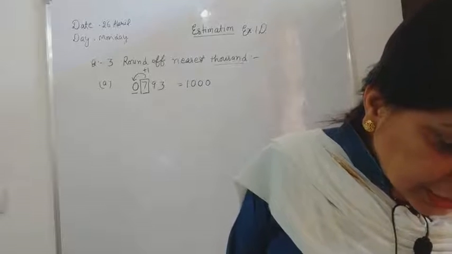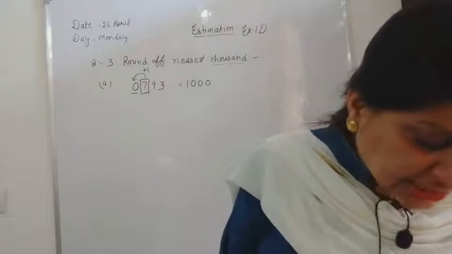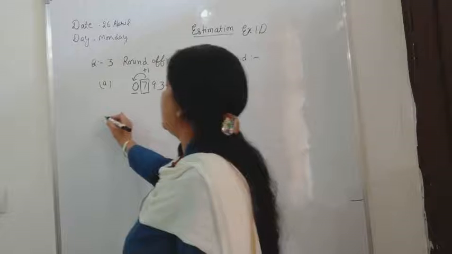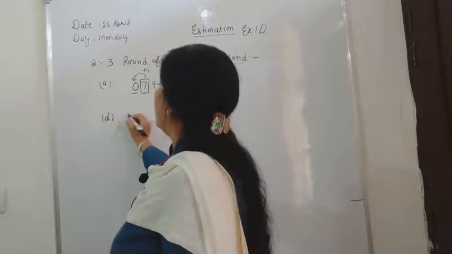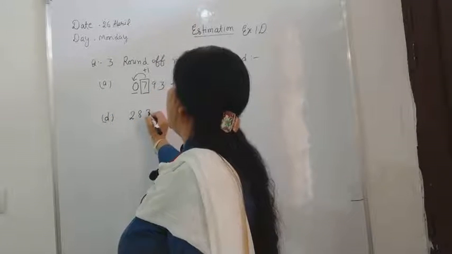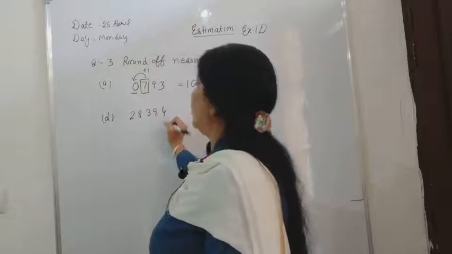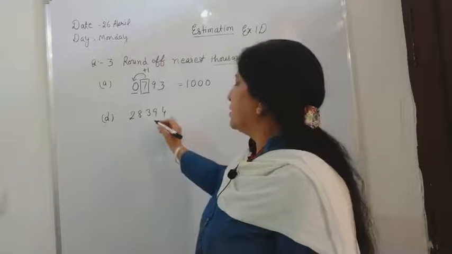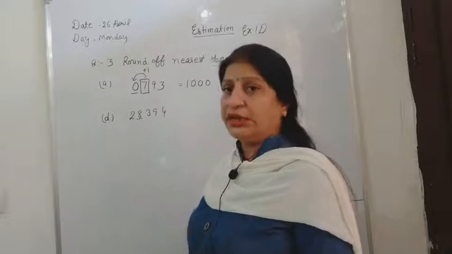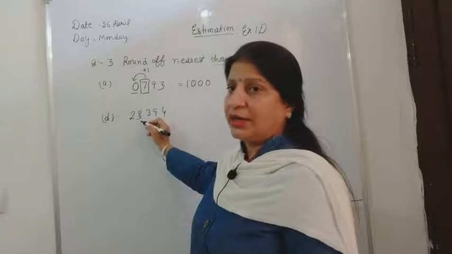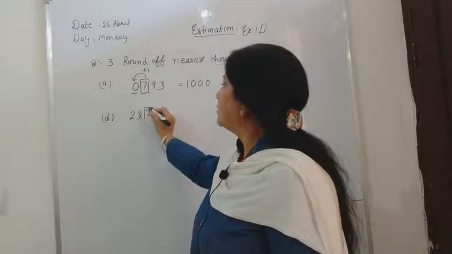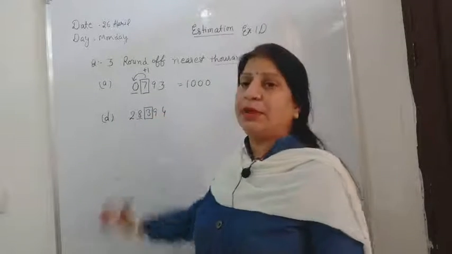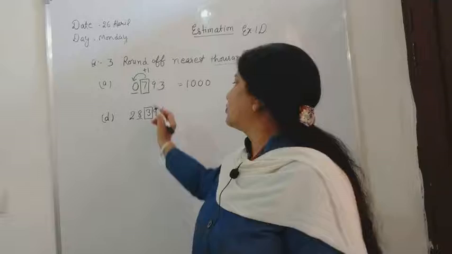Next is D part, 28,394. Now again we have to check the 1000 place. 1000 place number is 8. So we have to underline it, and after that the 3 is at 100 place. So we make it box on it.